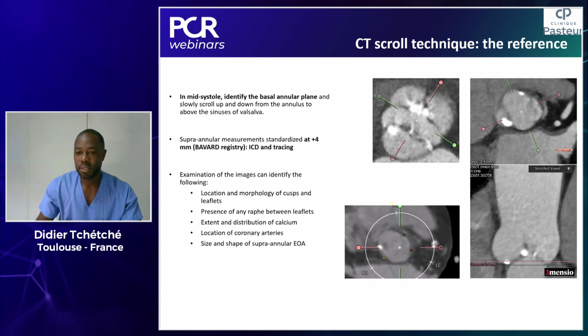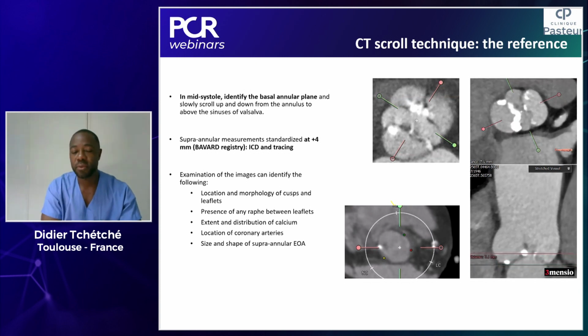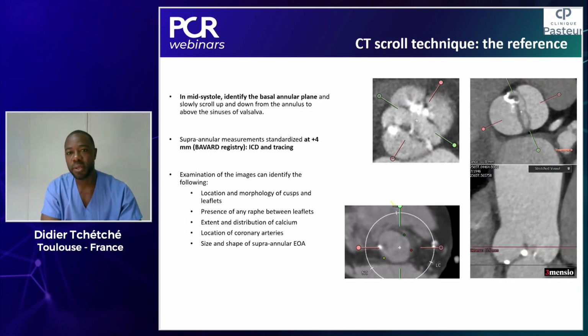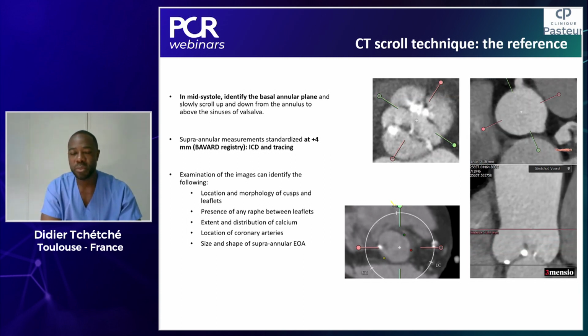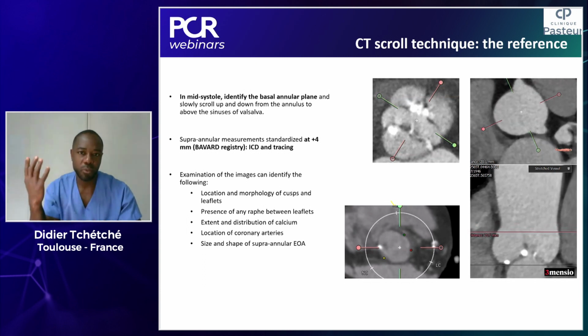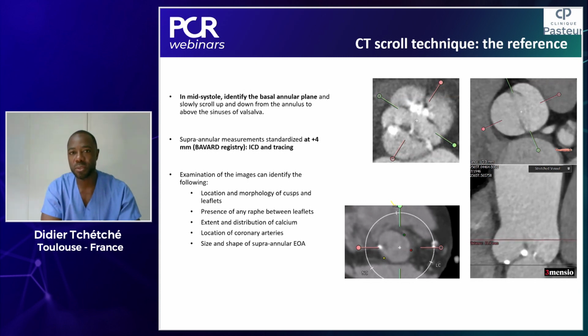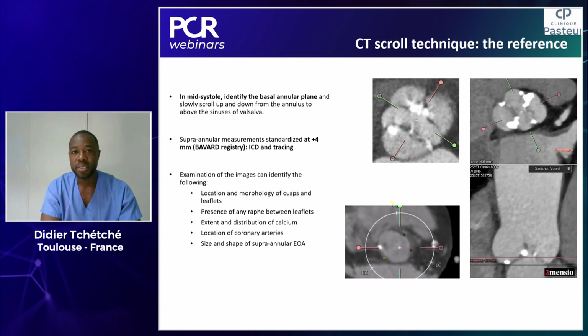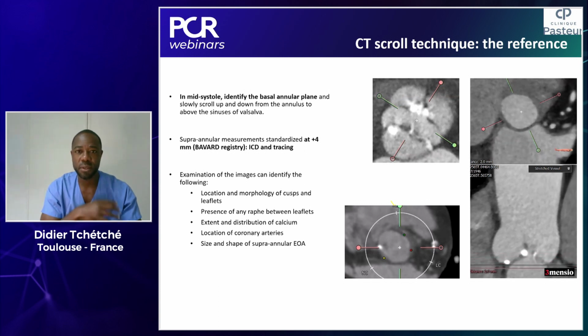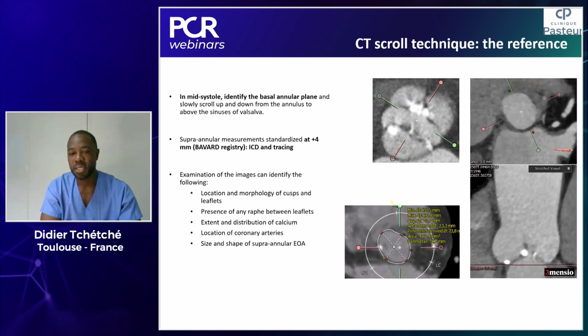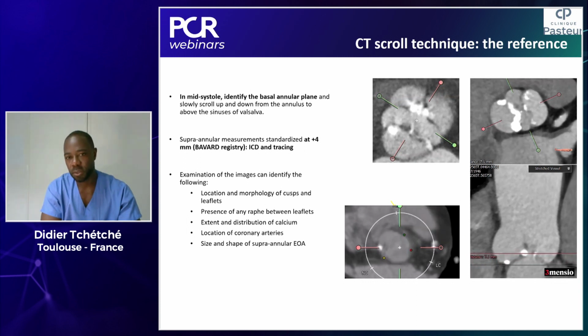So the CT scroll technique is really something that we need to master when we are thinking about sizing for bicuspid aortic valves. Briefly, the principle is to scroll from the aortic annulus plane upward to the supraannular region, to understand the phenotype of the bicuspid, the distribution of the leaflet and the calcium, the coronary height, the dimensions of the SOV, STJ, the ascending aorta, all the metrics that are required to select our patient and to size.